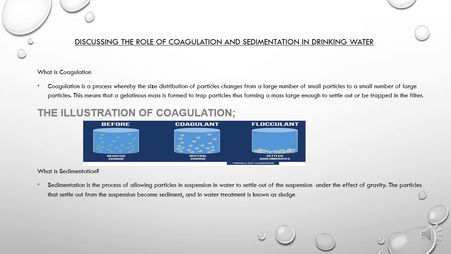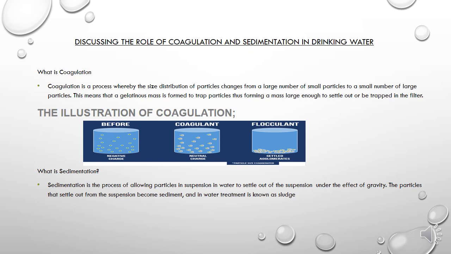Discussing the role of coagulation and sedimentation in drinking water. But before I get to that, let me define what coagulation is and what sedimentation is. Coagulation is a process whereby the size distribution of particles changes from a large number of small particles to a small number of large particles.